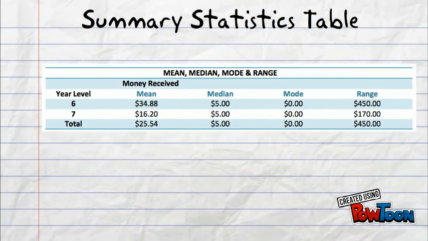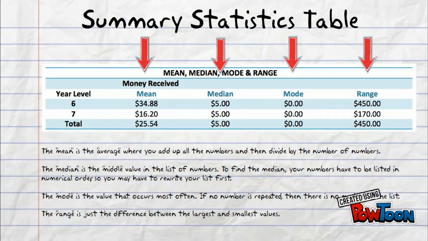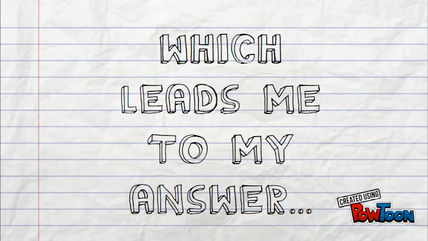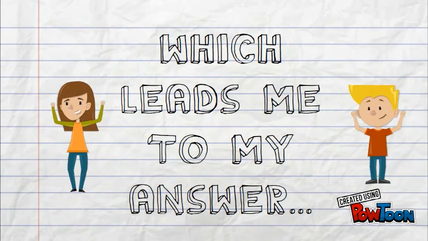From the summary statistics table, we can clearly see the mean, median, mode and range. The mean is the average, the median is the middle value, the mode is the value that occurs the most, and the range is the difference between the largest and smallest value. This table is a great way to see the difference in the data. In fact, this table provides me with an answer to my question.